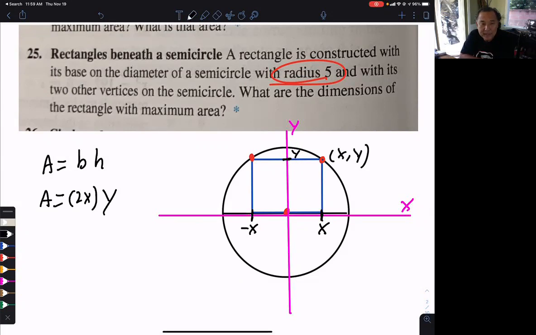Well, now lies my problem. I want to find the maximum of this, so I need the derivative, but I have two variables. I need a relationship between x and y. How do I do that? Here is where experience comes into play. I'm going to draw this triangle here. What do we know about that triangle? I know the radius is 5 because they told us. I know this is x and that's y, because that's x, y, so it's over x, up y.